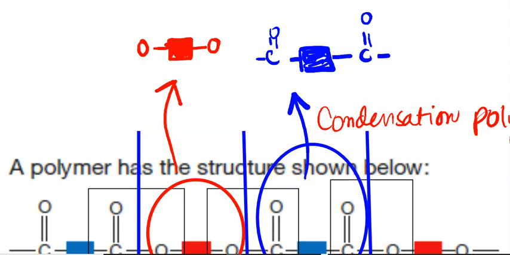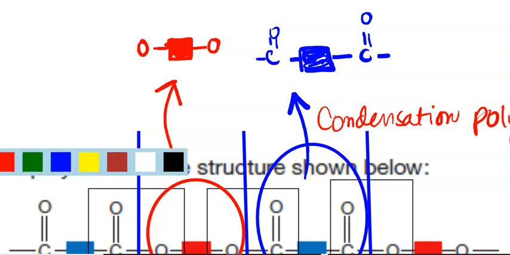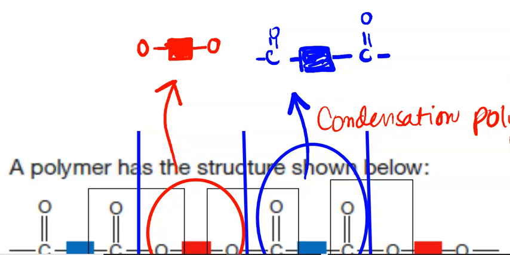Now you just need to add one other thing on your own. While writing the monomer, you just take the part of the monomer from the structure by dividing the linkages and circling the part in between the linkages.